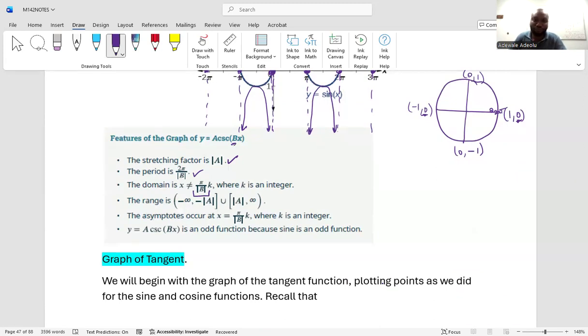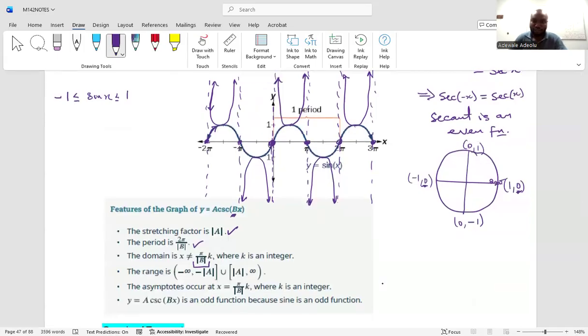For example, let's say when B is 1. So that means at pi k, you will see that is why when k is 0, I remove it. When k is 1, that is at pi, I remove it. When k is 2, that is 2 pi, I remove it. When k is 3, that is 3 pi, I remove it, and so on. When k is -1, that is negative pi, I remove it. When k is -2, that is -2 pi, I remove it, and so on.